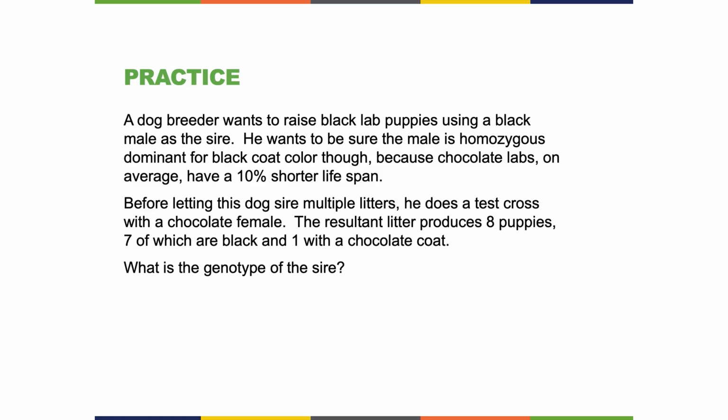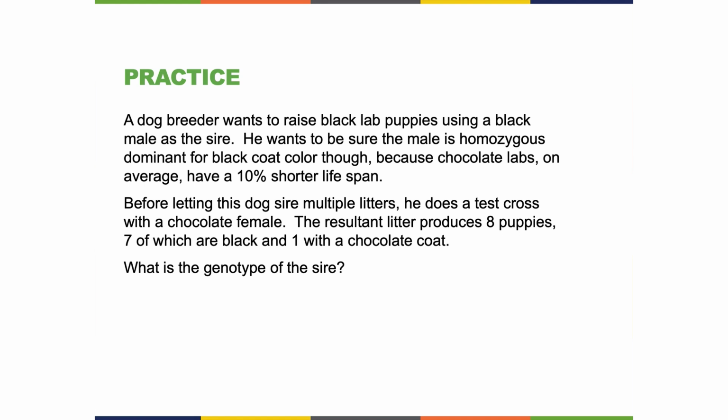And he takes a chocolate female, because if she's a chocolate female, she has to be homozygous recessive for coat color. Okay? And he doesn't know what the male is. He knows he's got at least one dominant allele, but she's got both recessive alleles. And in the litter that produces 8 puppies, 7 have a black coat and 1 has a chocolate coat. And so based on this, what do you think the genotype of the sire is?